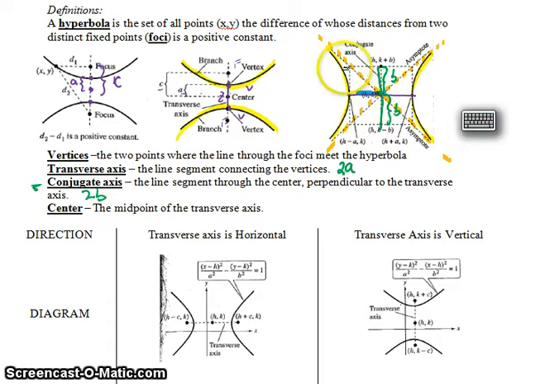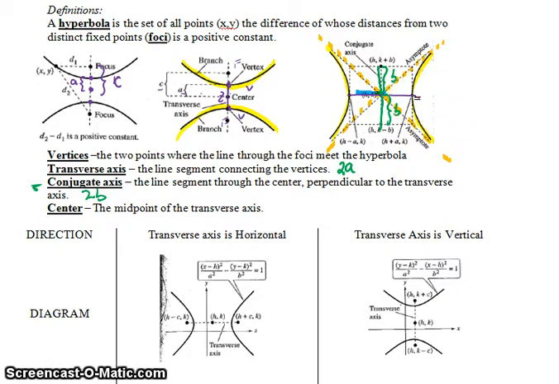So to graph it, we're actually going to find this little box. To do that, you find the center of the box. Then you go over A to get to your vertices, and then you go up B, and then you'll be able to draw in this box. At the corner points of your box, we're going to draw in our diagonals. And then we'll be able to graph our branches that approach our asymptotes and meet at the vertex.